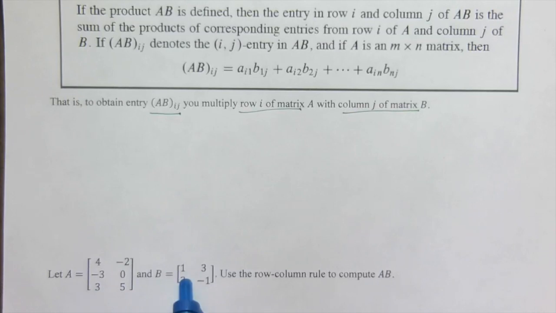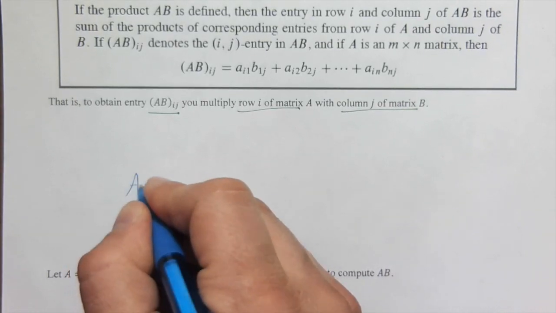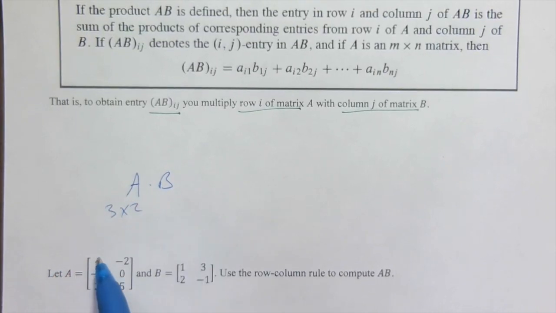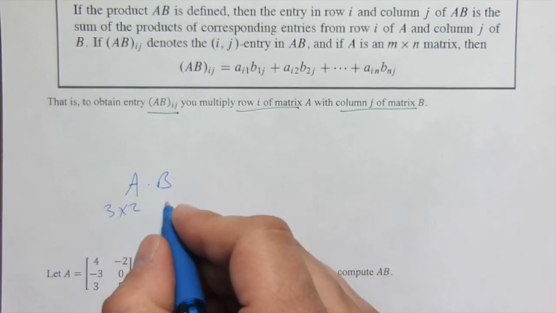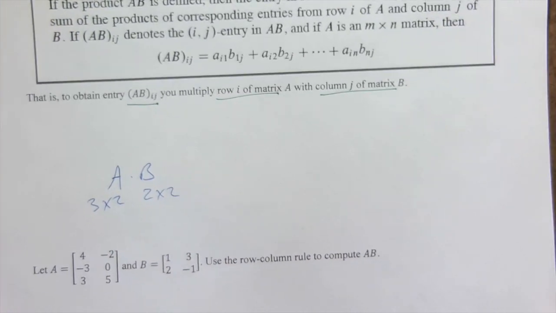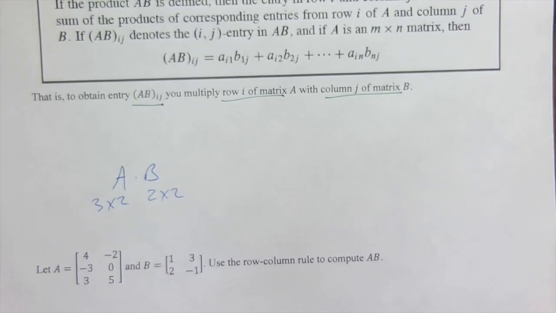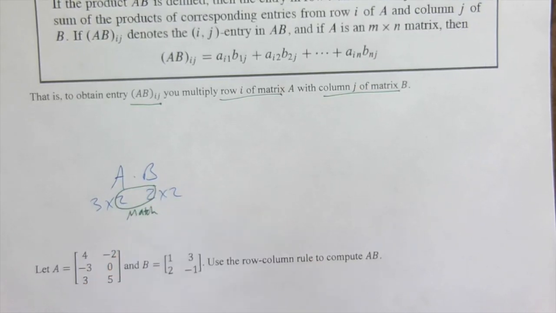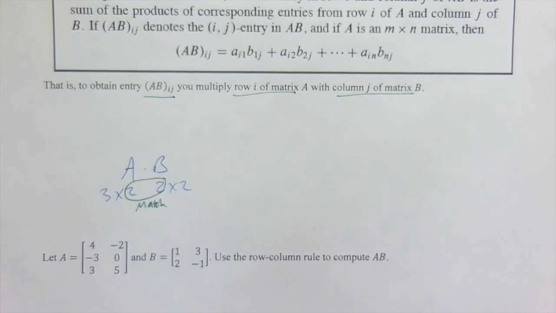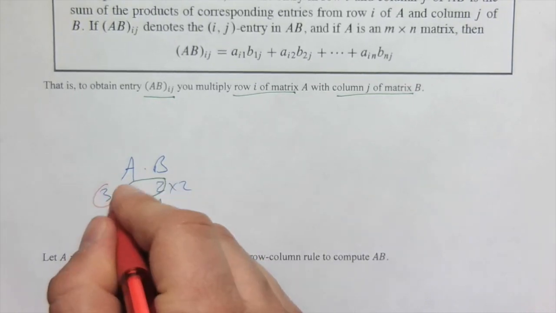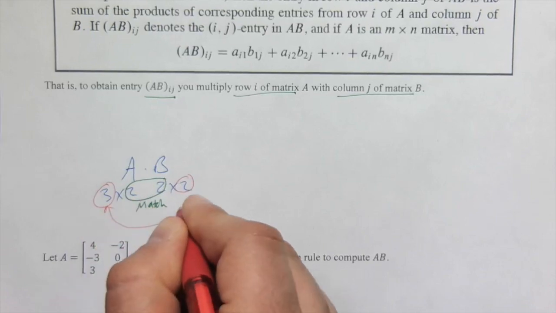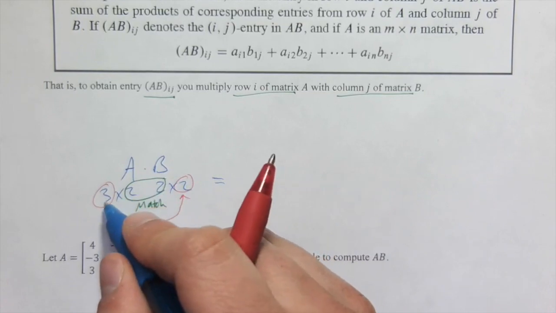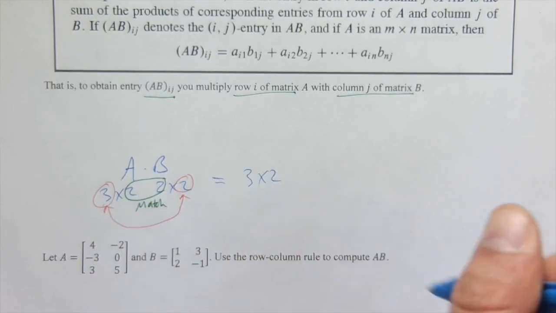So here's A, here's B. A times B is going to be a 3 by 2, right? A has 3 rows, 2 columns, and B is a 2 by 2, 2 rows, 2 columns. And so these inner numbers match, and that means we can do the multiplication. And then the outer numbers, 3 and 2, are going to be the size of the resulting matrix. So A times B is going to end up being a 3 by 2 matrix.